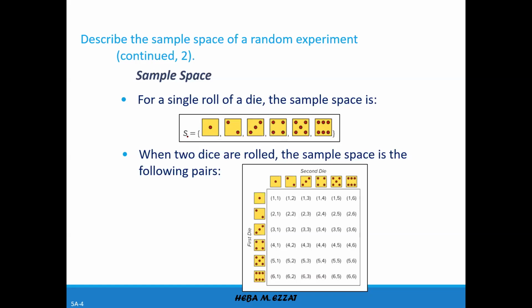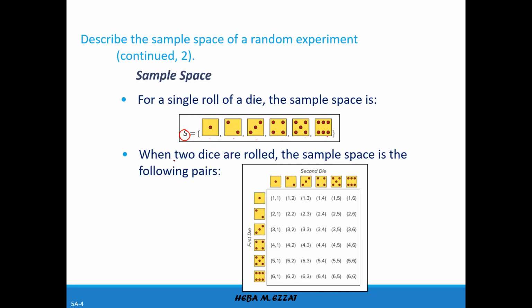So here the sample space, which contains all the results of rolling the die, is either the face that holds number 1, or number 2, or 3, or 4, or 5, or 6. So we have 6 possible outcomes here. All of them are included in what is called the sample space.